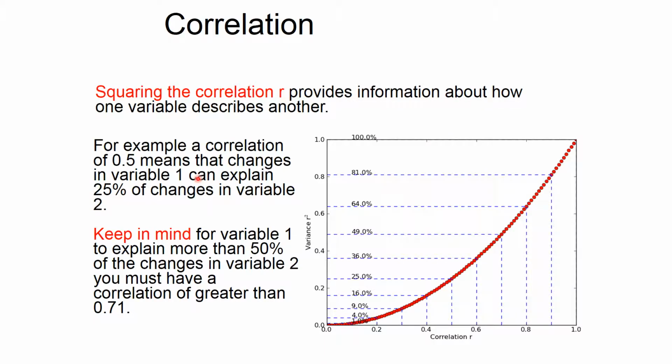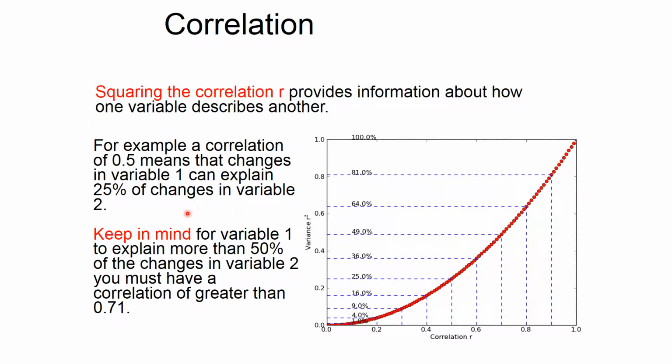Okay, so we can take this a little step further and make it a little more useful. If you take the correlation R and square it, that gives you a measure of how much of the variance in one variable can be used to describe the variance in another variable. So for example, if we have a correlation of 0.5, if we square that we get 0.25, and that means that 25% of the variance in one variable can be used to describe the variance in another.